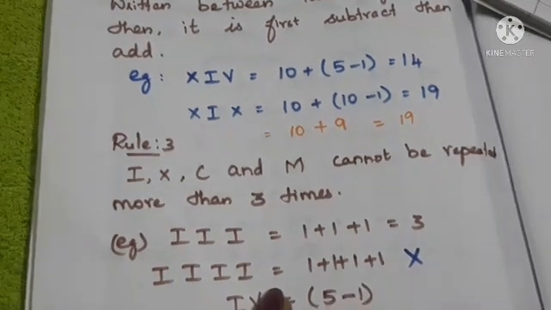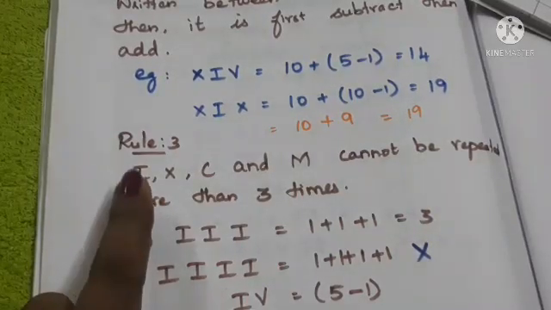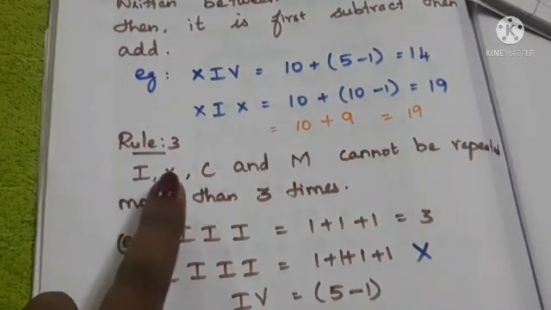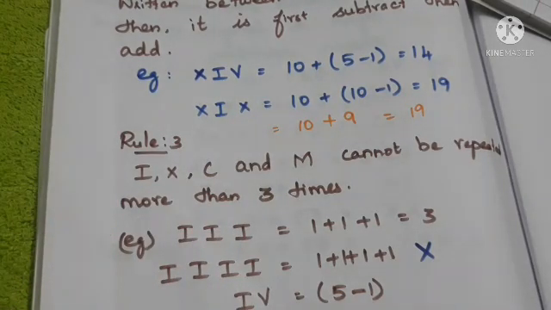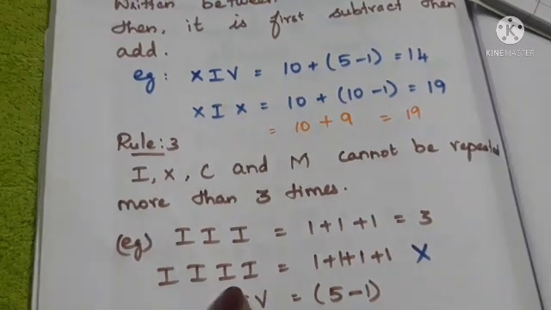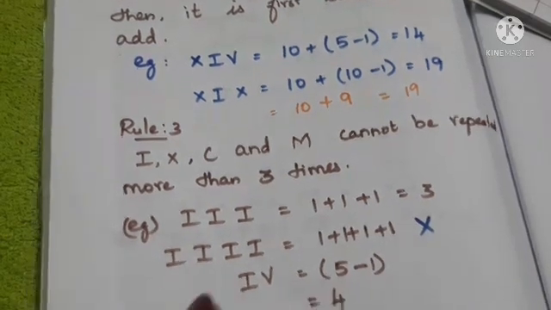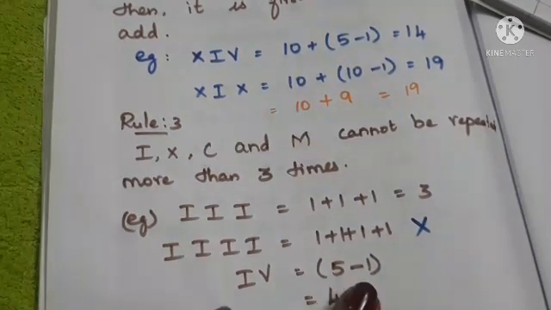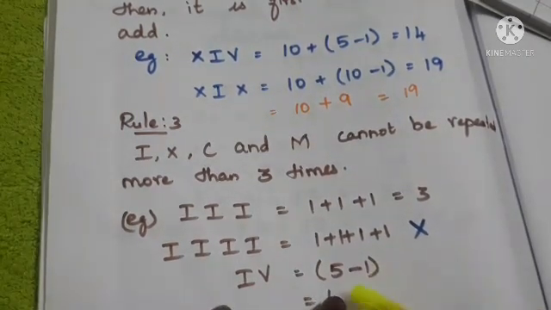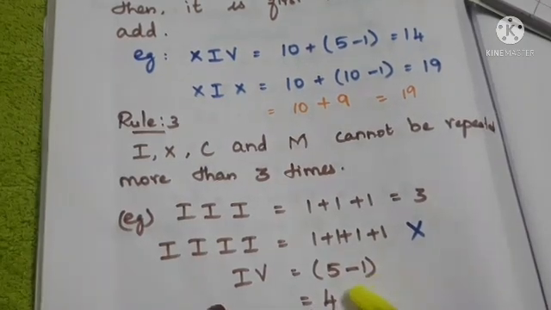It's wrong because we have the condition. What's the rule? I, X, C, M can be repeated only 3 times. More than 3 is not possible. Here in this example I have written I four times, so it's wrong. So how to write 4? We write 4 as IV, according to the second rule. 5 minus 1, larger numeral minus the smaller numeral, so you get 4.